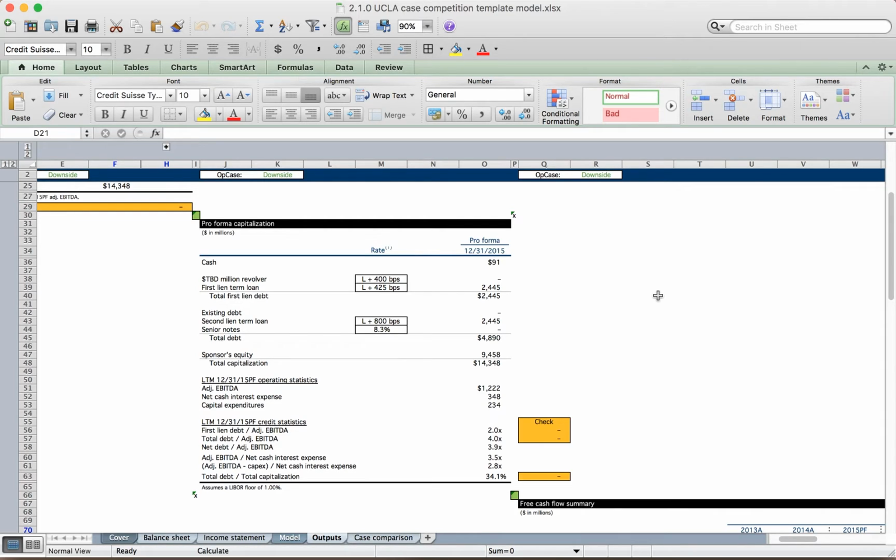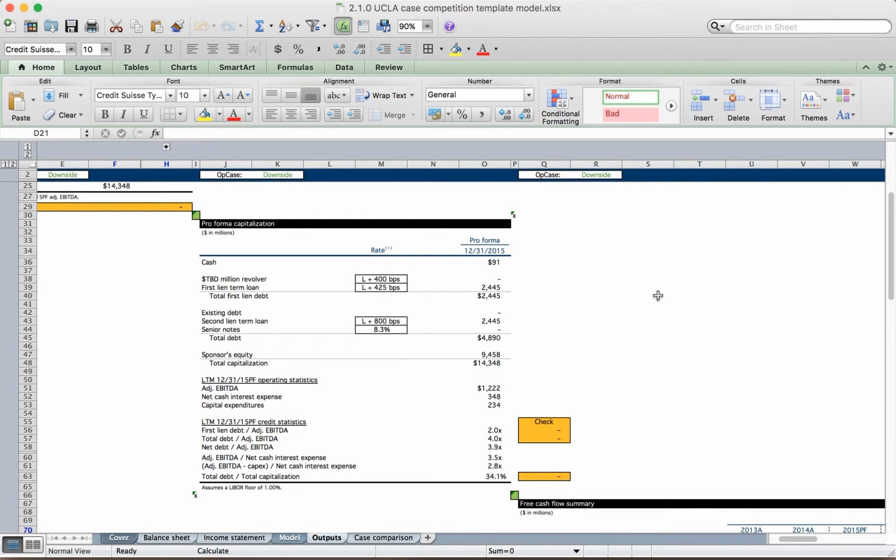Below that, you're going to look at your credit statistics and just make sure that you're not too levered on any of your tranches. So you can see our first lien debt is 2 times our EBITDA, and our total debt is 4 times levered over our EBITDA. And you just want to make sure that those aren't too far levered.